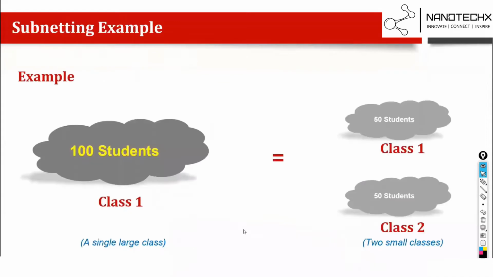Let's say you have a class of 100 students, right? We are studying everything: VLSM, CIDR, all. So we have a class of 100 students. Either we can have it in one large class, or what usually schools do is divide it into two parts, so that it's easy to manage, easy to identify students, and easy to understand.